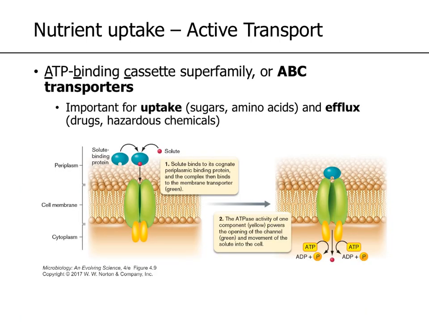All right, another form of active transport, so again requiring energy, is using another type of membrane protein system, and this is called the ATP binding cassette superfamily, so ABC transporters. These are important both for uptake, so things coming in, like sugars and amino acids, and then they also use these pumps for efflux, of things like drugs, so they're a common cause of antibiotic resistance, right?